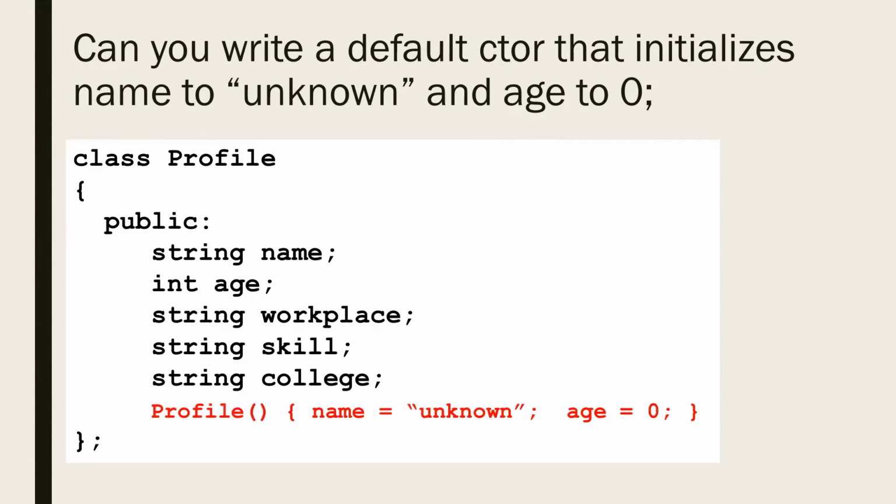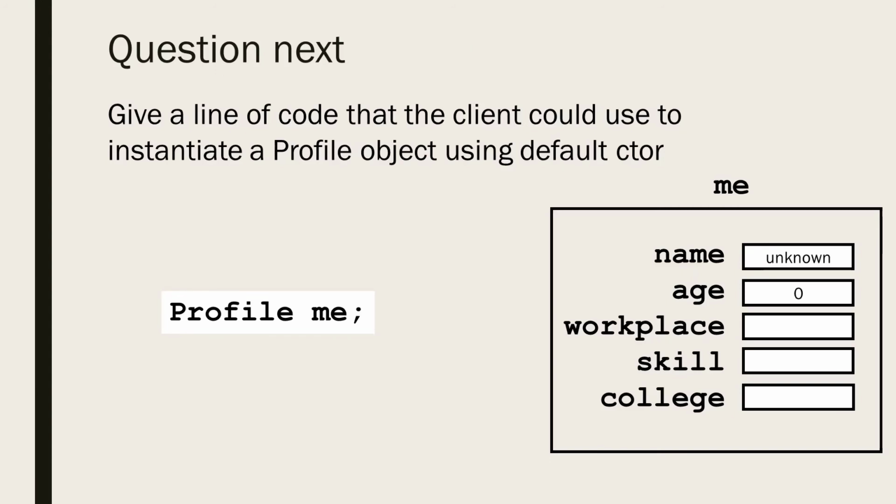Here is your default constructor. Next, consider what it would take if you were the client to write a line of code that creates or constructs an instance of the profile class called me using the default constructor. Pause this slide and see if you can come up with that code. Here's the code. We instantiate an object called me of the profile class, and the default constructor puts unknown into name and 0 into age.